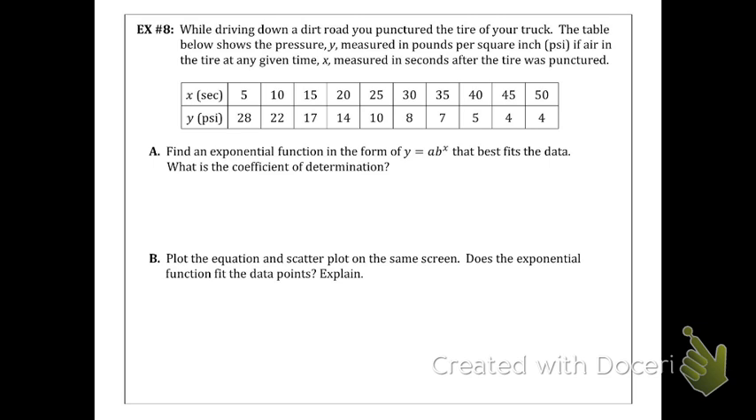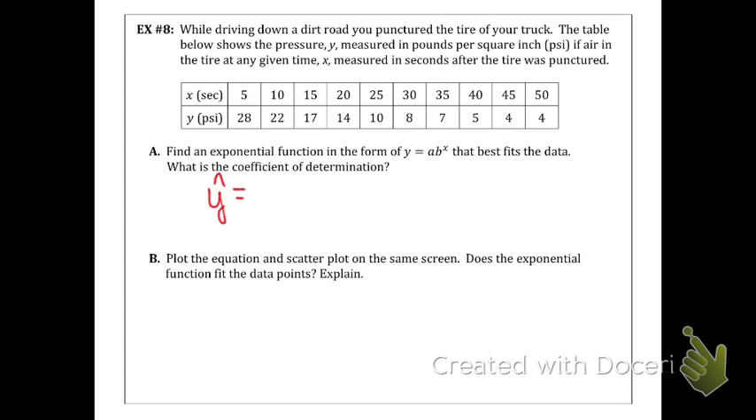So A says find an exponential function in the form of Y equals A times B to the X that best fits the data. What is the coefficient of determination? All right, so what is our R squared? So we're going to put your data in your calculator, and then you're going to run regression. We want exponential. Oops, sorry, didn't have my pen turned on. Touched my screen. All right, and so we should get the equation.